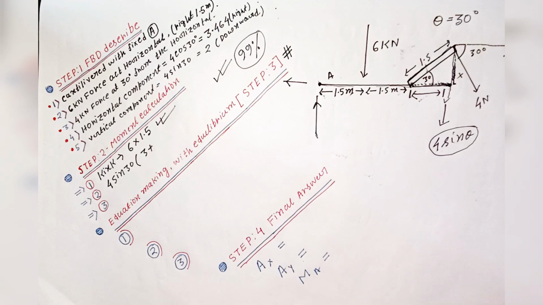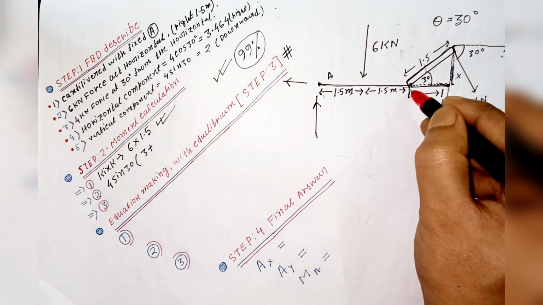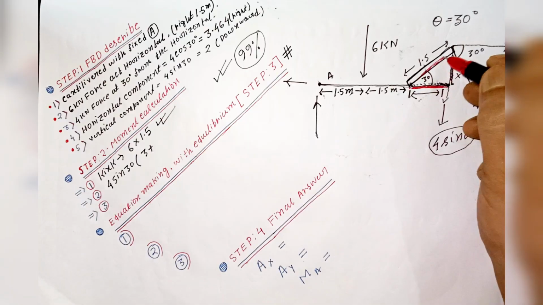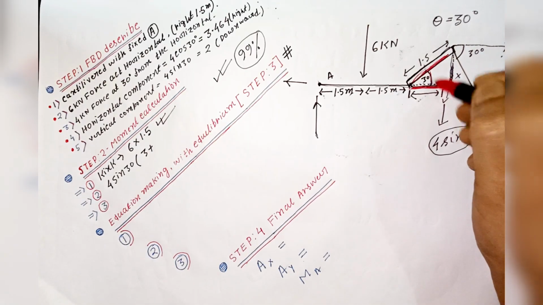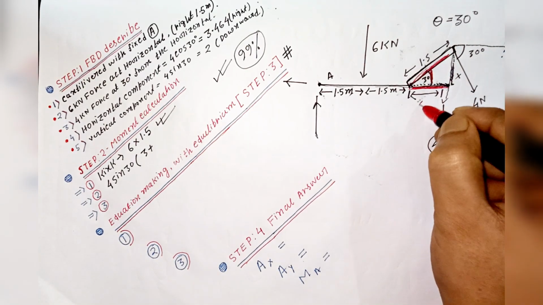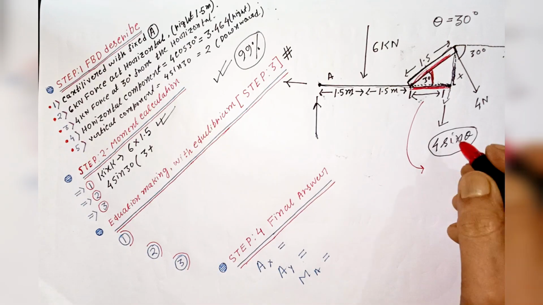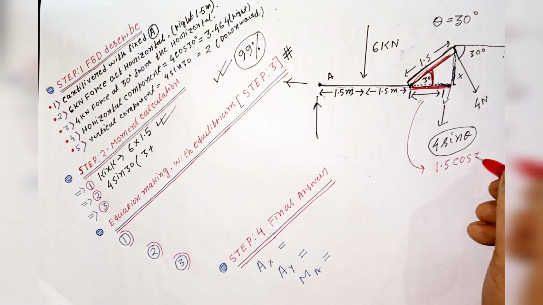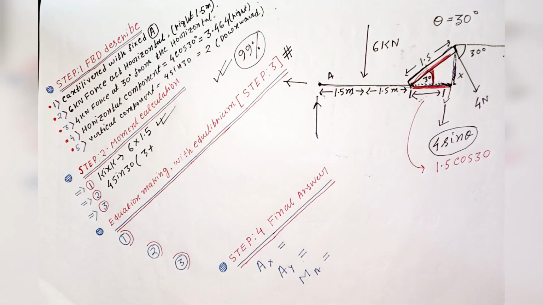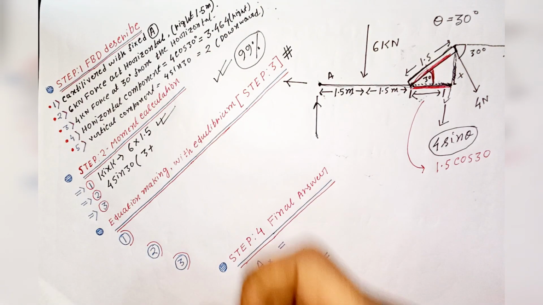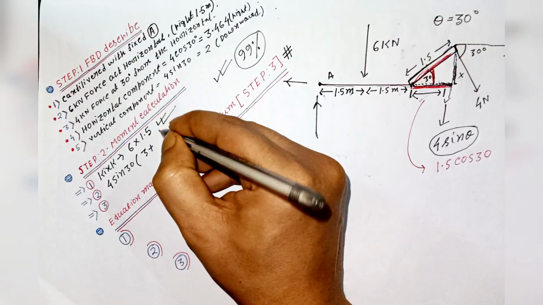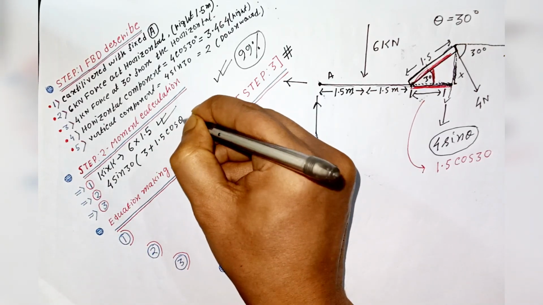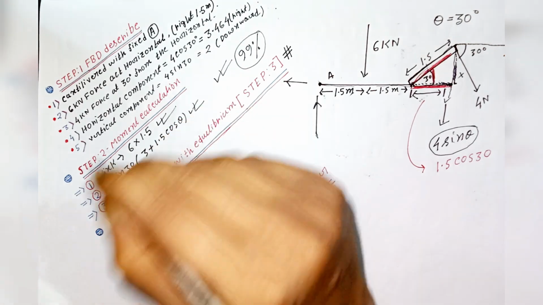If the hypotenuse is 1.5 and theta is there, then the length of the red portion is 1.5 into cos 30. Yes or no? Comment yes or no. This length is 1.5 into cos 30, that is cos theta, 30. The total length of the line which is perpendicular to the 4 sin theta force is 3 plus 1.5 cos theta, or cos 30. And force multiply.